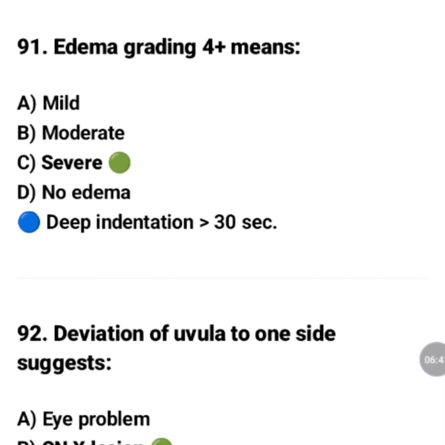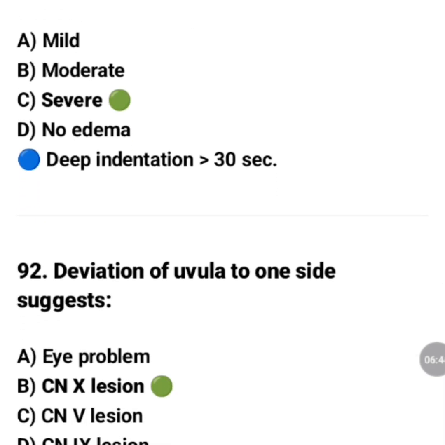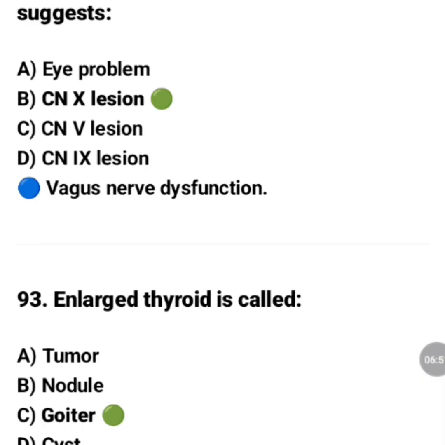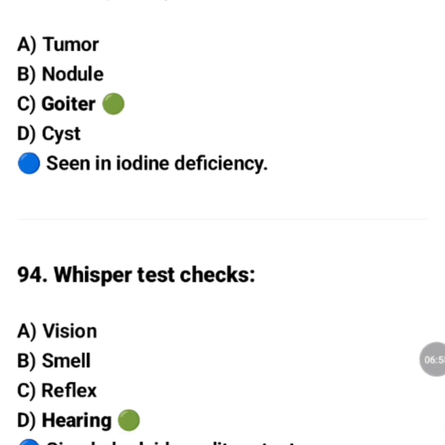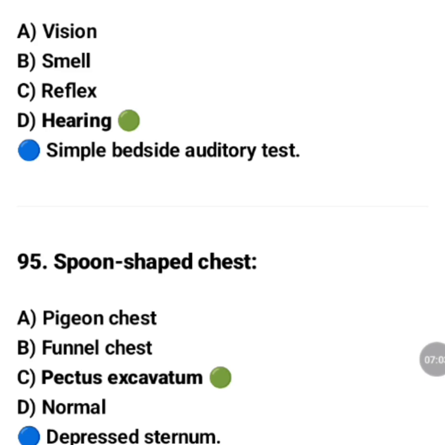Edema grading 4 plus means the correct answer is option C, severe. Deep indentation lasting more than 30 seconds. Deviation of uvula to one side suggests the correct answer, 10th cranial nerve lesion. Enlarged thyroid is called the correct answer, option C, goiter, seen in iodine deficiency. Whisper test checks the correct answer, option D, hearing, a simple bedside auditory test.